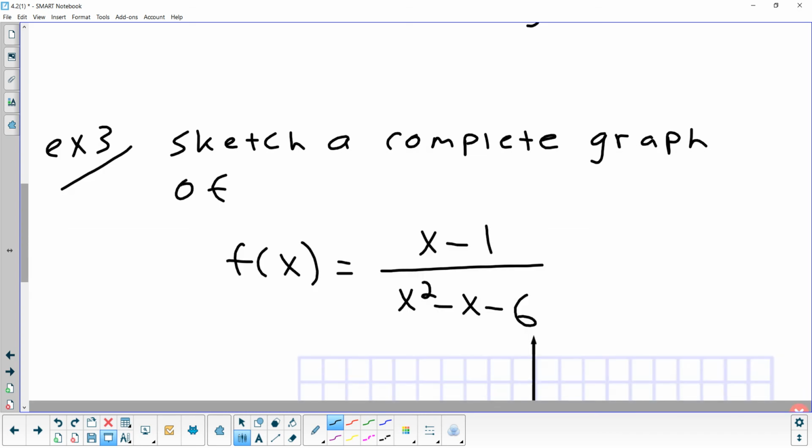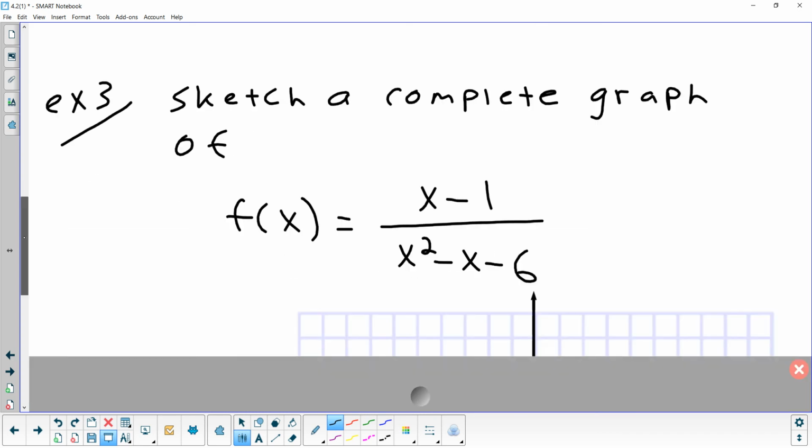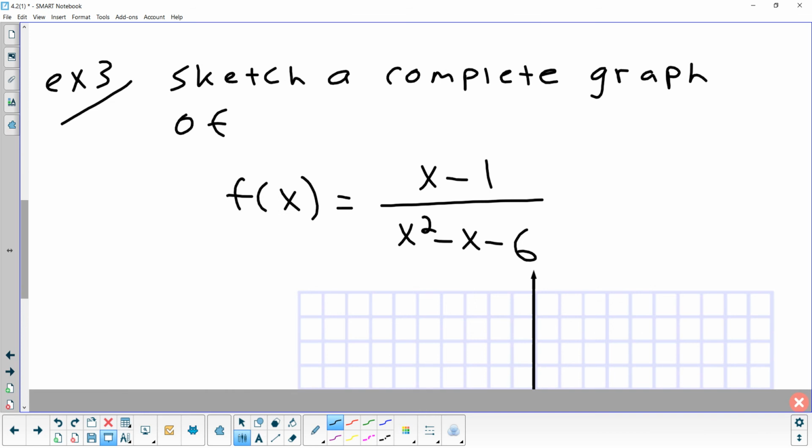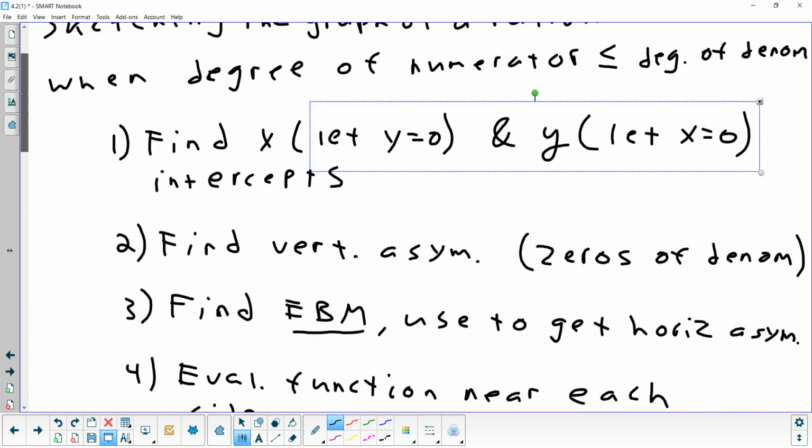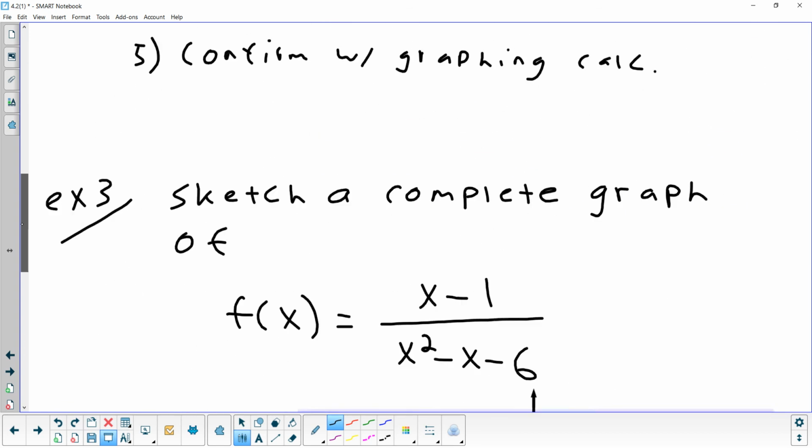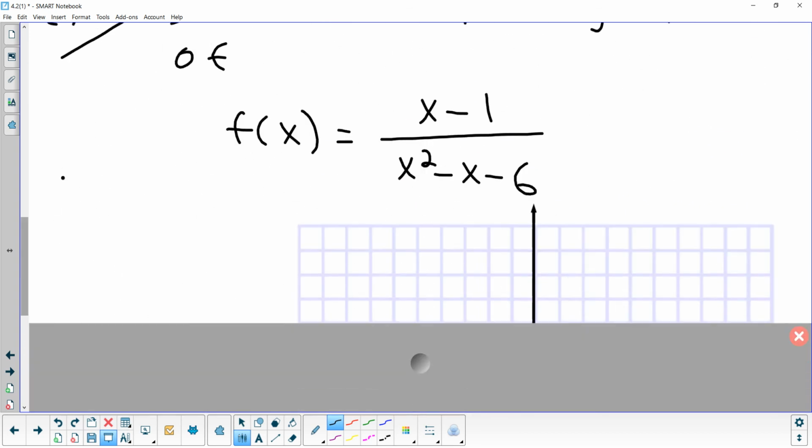All right, so let's see if we can sketch this. x minus 1 divided by x squared minus x minus 6. So it's degree 1 in the top divided by degree 2 in the bottom. Okay, so let's go right in order. Intercepts. Let's start with the x-intercept.